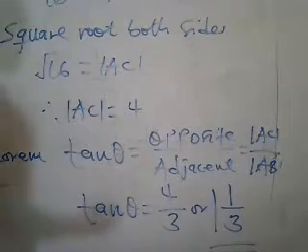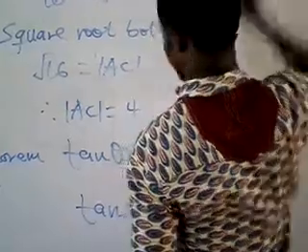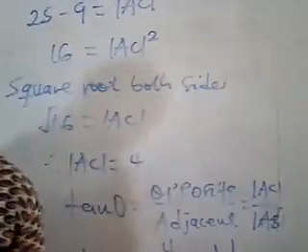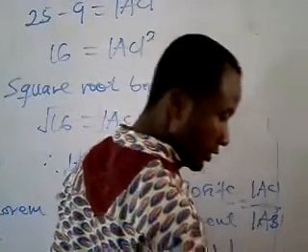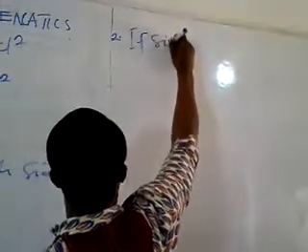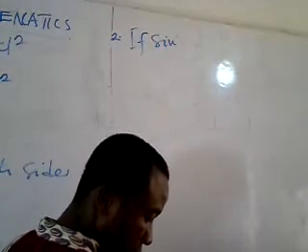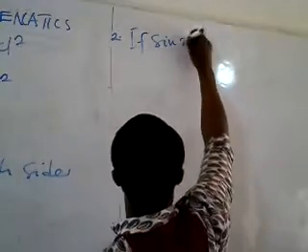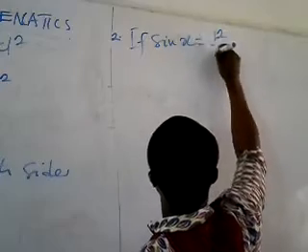We can still move on by solving another example. In example 2, we take another question, which is: if sine x equals 12 over 13.